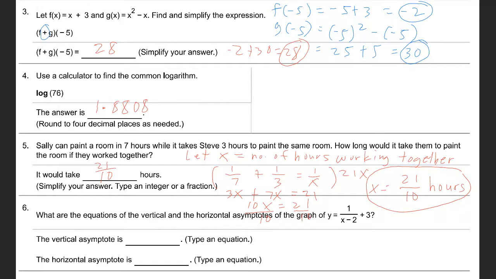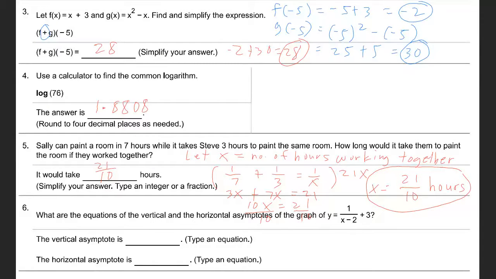Last problem, problem 6. What are the equations of the vertical and the horizontal asymptotes of the graph y is equal to 1 over x minus 2 plus 3? So remember the rules on finding the vertical asymptote and the rules also in finding the horizontal asymptote. But first we have to simplify our given equation.